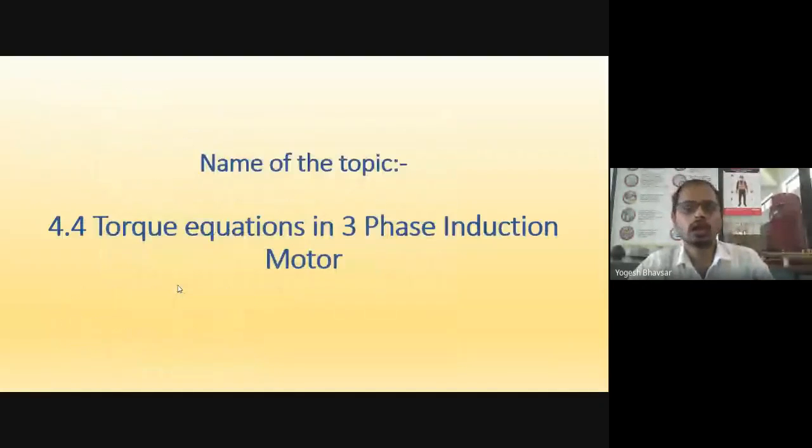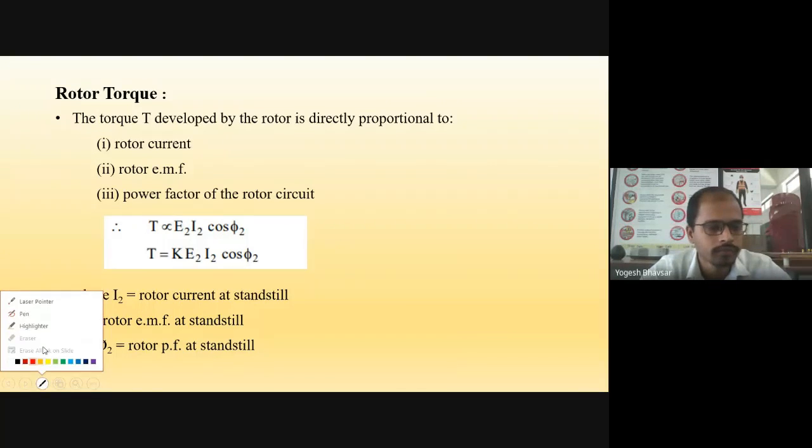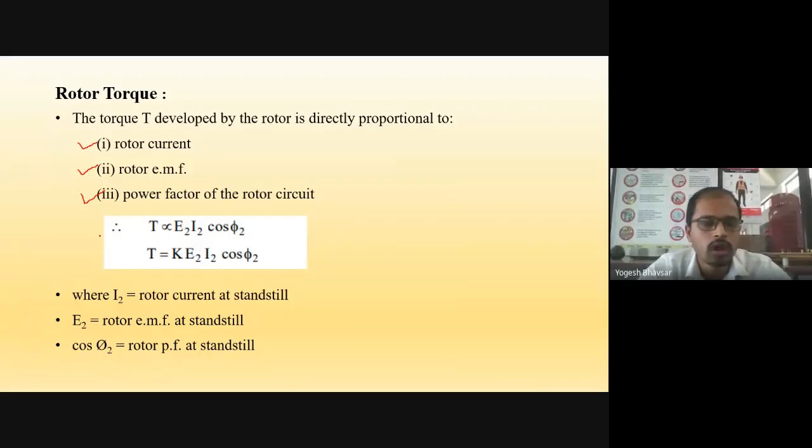We will see the torque equations in three-phase induction motor. So I think this relation we have seen in the last lecture, that the torque developed by the motor is directly proportional to the rotor current, then rotor power factor and rotor EMF. So therefore torque is proportional to E2 I2 cos phi 2.